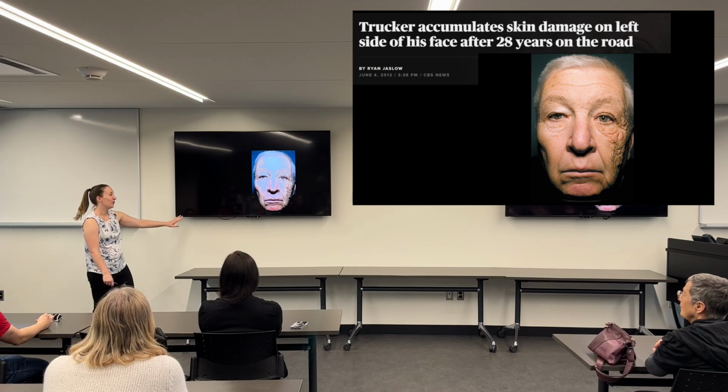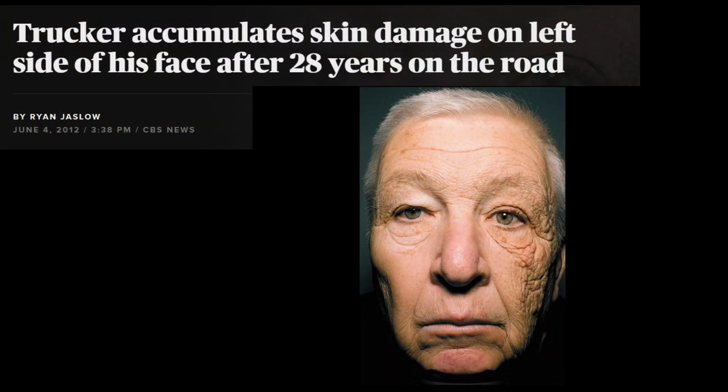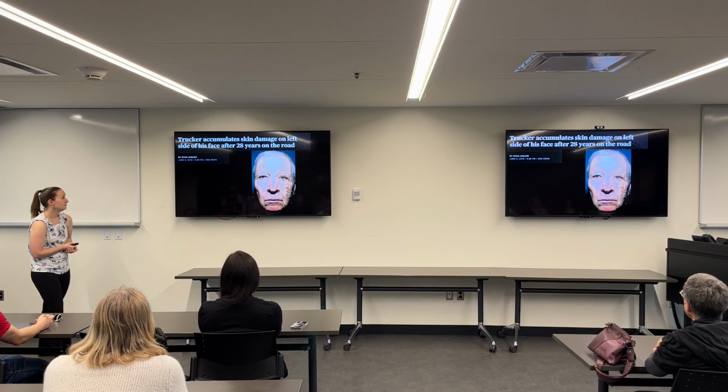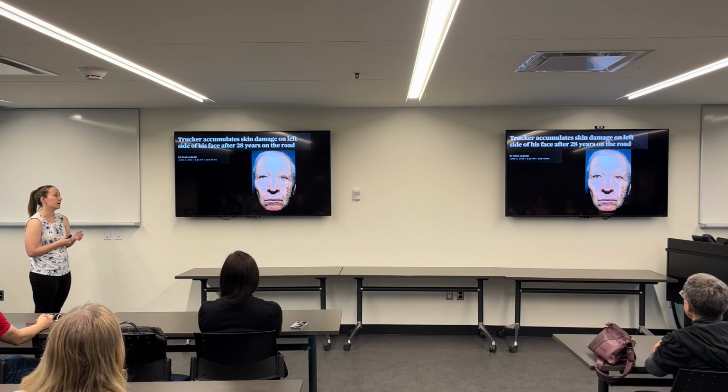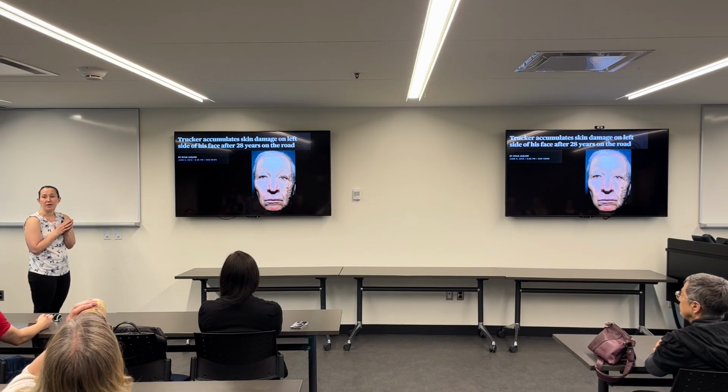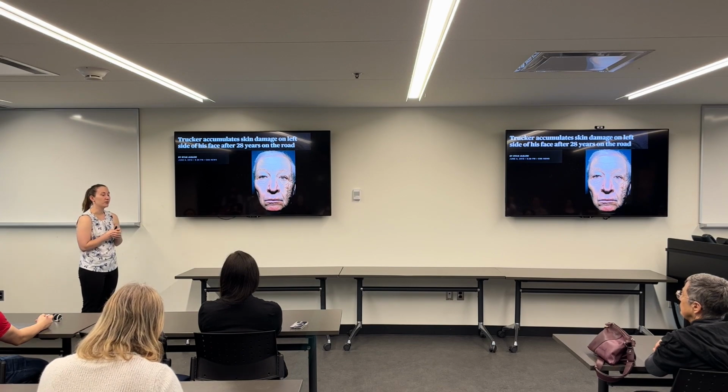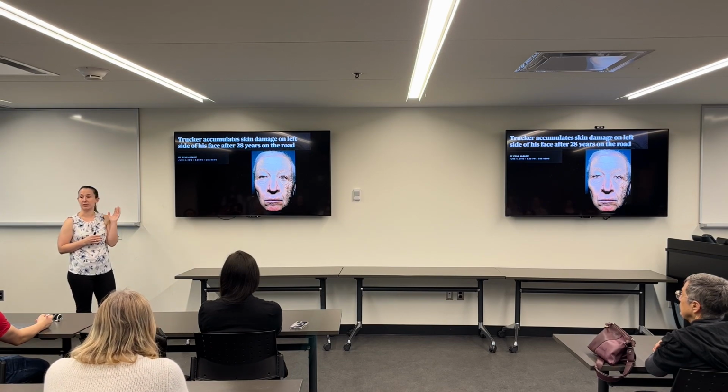Yeah. So when you look at this man's face, you can see that the left and right sides don't quite look the same. And so this is from an article from 2012 profiling skin damage from the sun on truckers. So basically this man is a trucker, so one side of his face was always exposed to the window, getting lots of sunlight, whereas the other side was not.